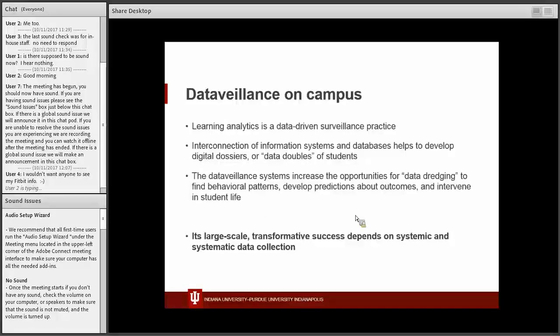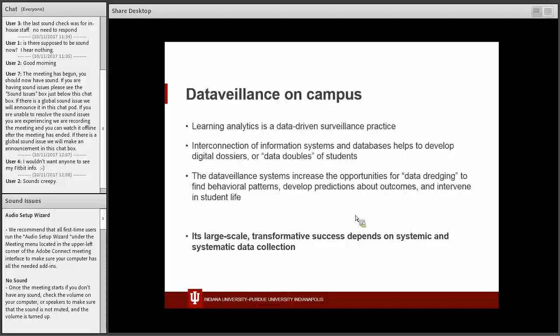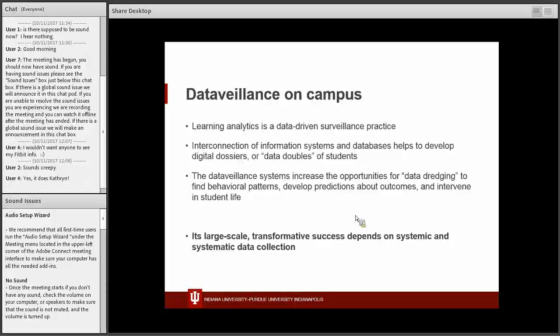So what does this all get us to? Well, it's a fact that learning analytics is a data-driven surveillance practice, and surveillance as a term usually brings up some red flags. It's concerning to some people, but surveillance is a neutral term. You have to kind of contextualize it to better understand if the surveillance is for good or for bad. And this is in the literature called dataveillance. So data-driven surveillance is called dataveillance.